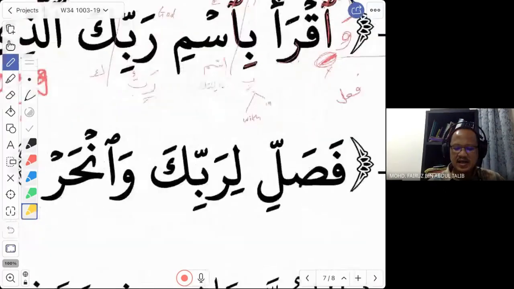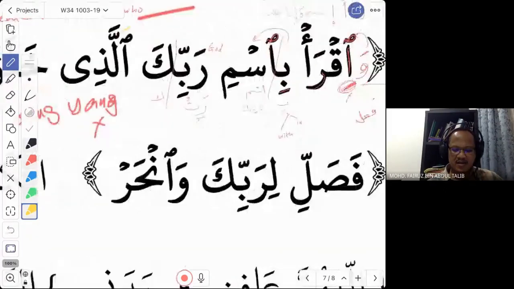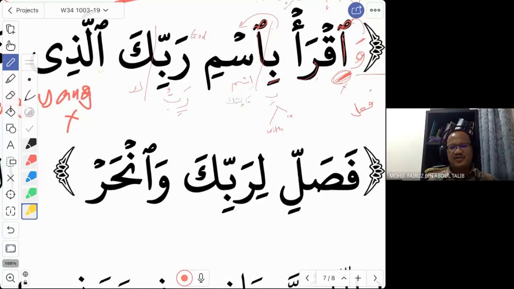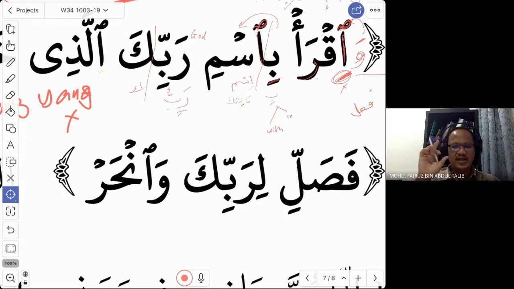Now we look at the second ayah. This is from Surah Al-Kawthar. Who would like to read for us? Tafaddal, please. Yes, Khairul. Fasalli li rabbika wanhar. Yes, correct, Khairul. Good. Okay, now let's look at the meaning.